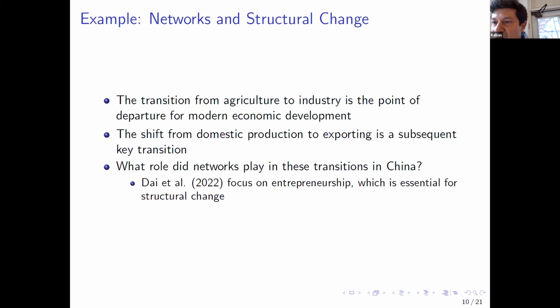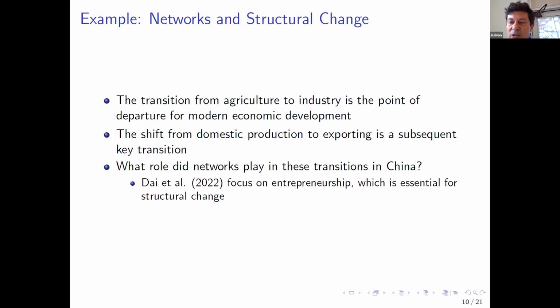And the question that we ask in this project, and this is work in progress, we don't even have a paper just yet, is what role did networks play in these two transitions, key transitions in China? What we do in this project is to focus on entrepreneurship, which is, as we all know, essential to structural change.